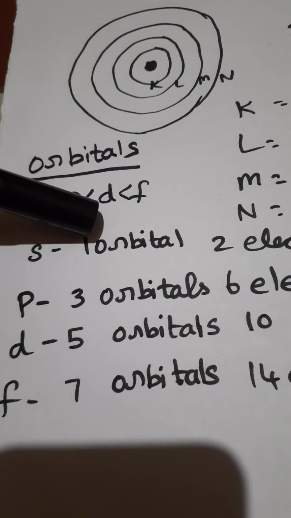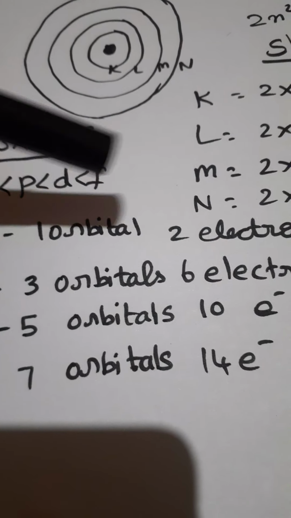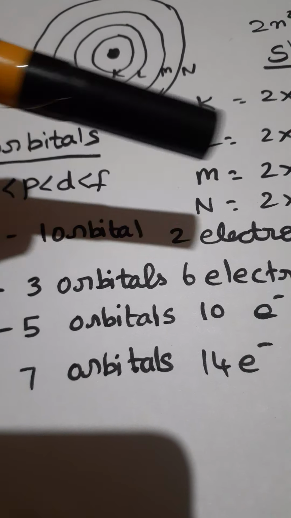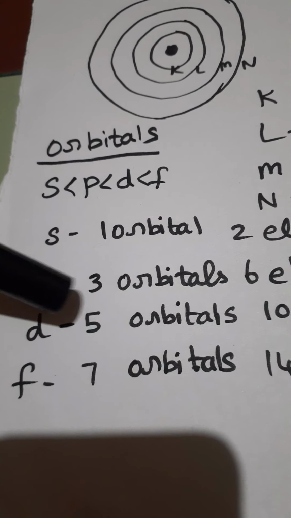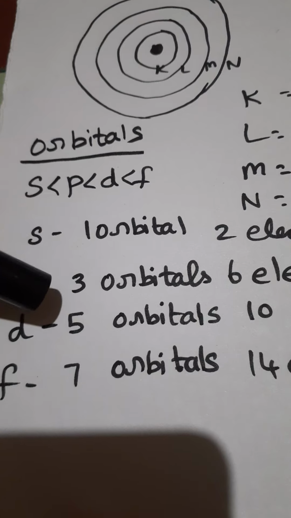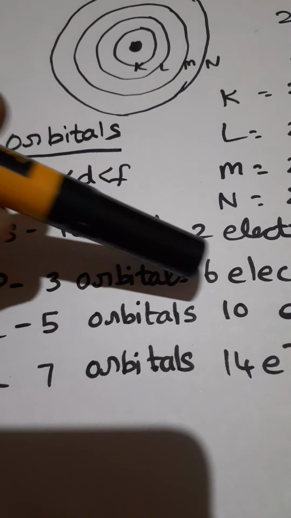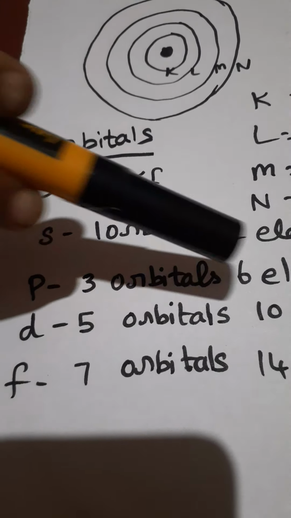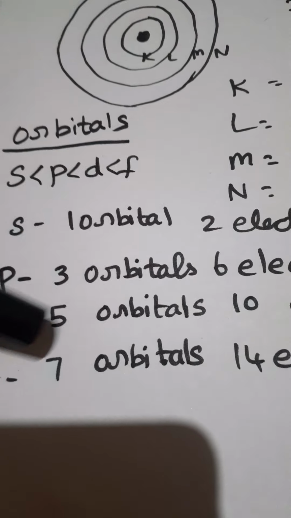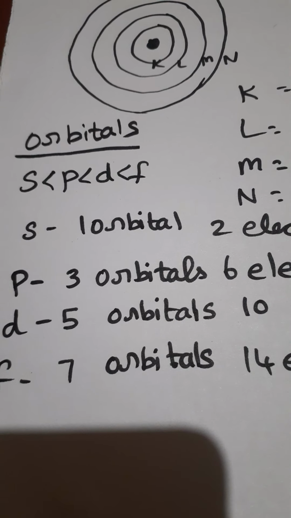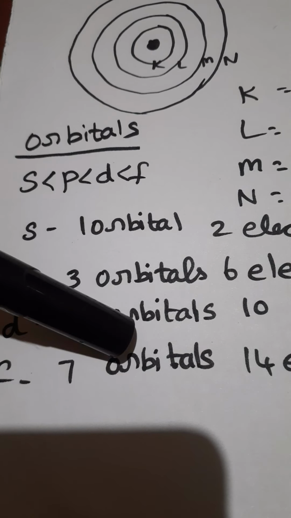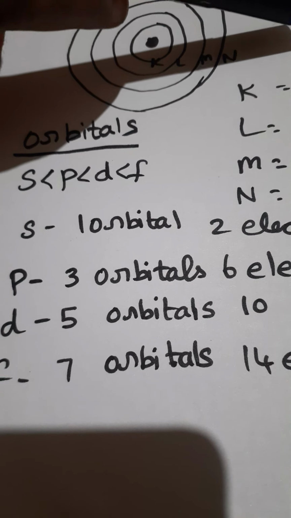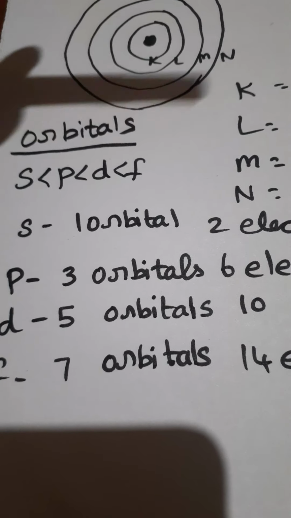S has one orbital, which holds 2 electrons. P has 3 orbitals, 2 into 3, 6 electrons. D has 5 orbitals, 5 into 2, 10 electrons. That means the D orbital holds 10 electrons. Moving on to F, 7 orbitals, 7 into 2, 14 electrons. So now it's clear what shells and orbitals are.